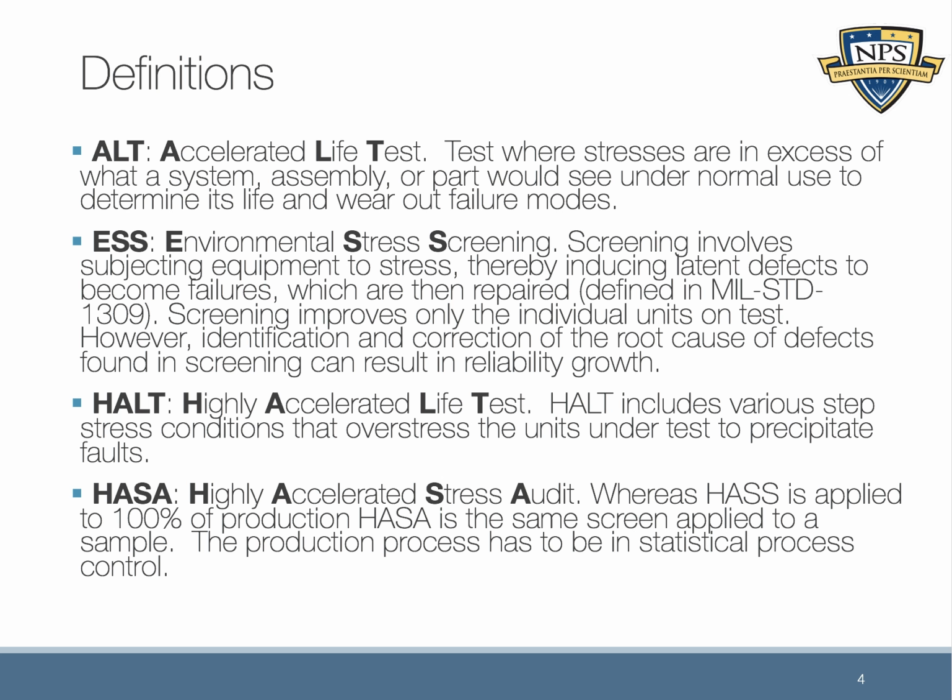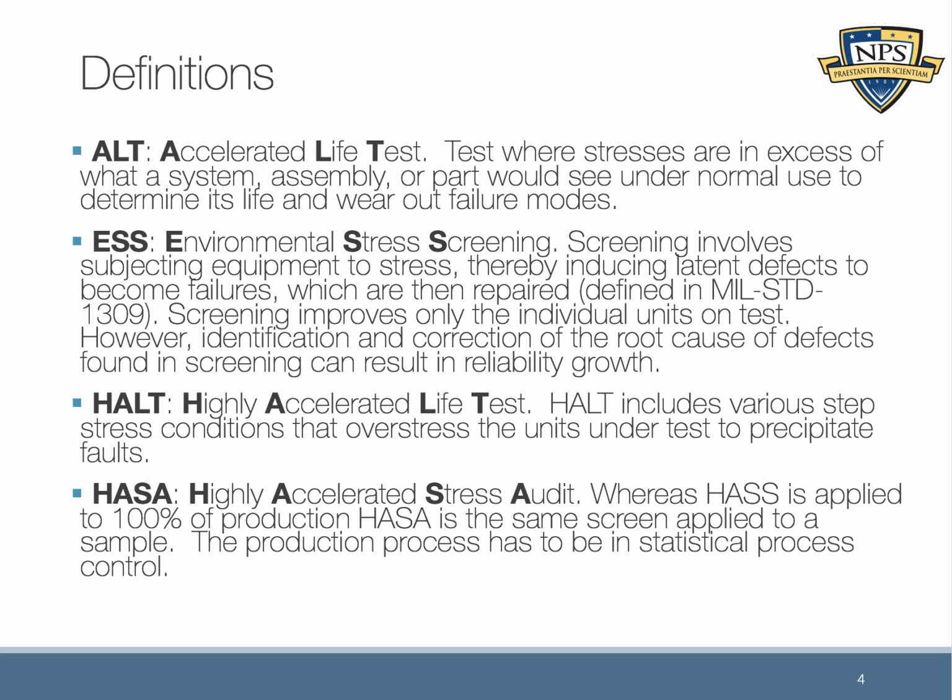So ALT is accelerated life testing. This is tests where stresses are in excess of what the system actually sees during its normal life. So this is a way to test the life of the system in a shorter amount of time, right? Because of course, if the life of the system is 20 years, we can't do a 20-year test. We have to find some way to accelerate that. That's what accelerated life testing is. And it's kind of an umbrella term for some of the other ones we'll see in here.